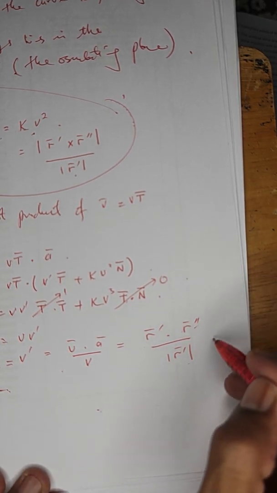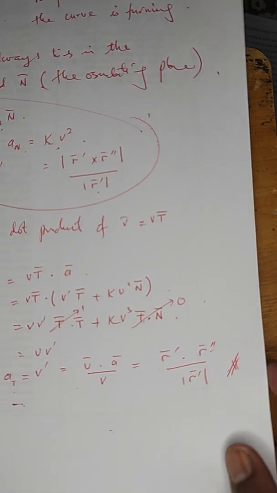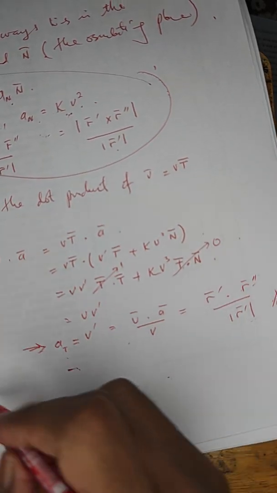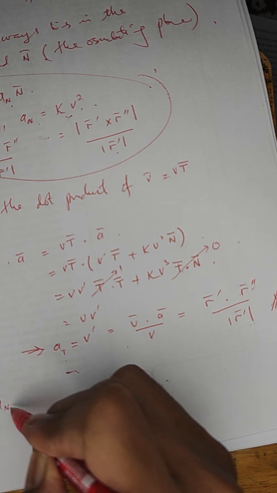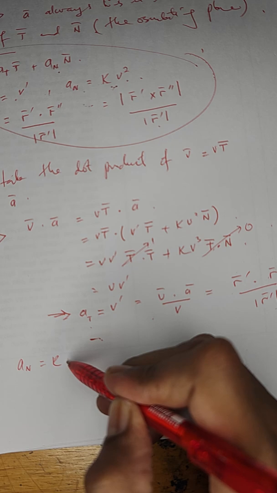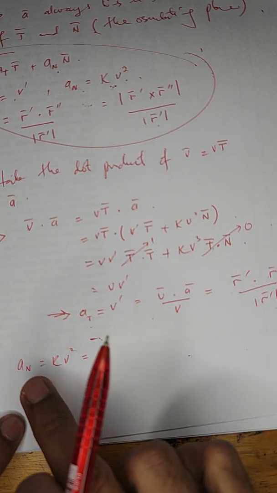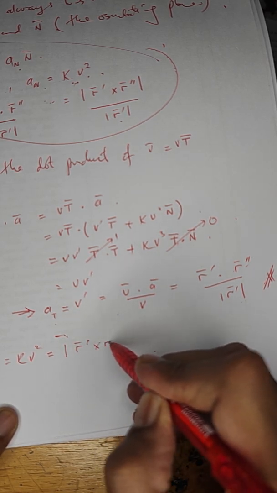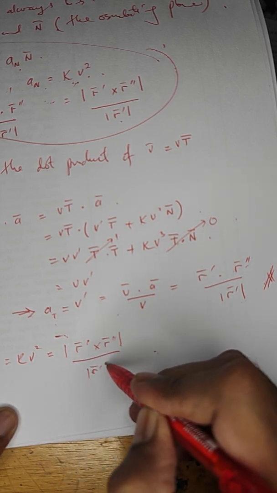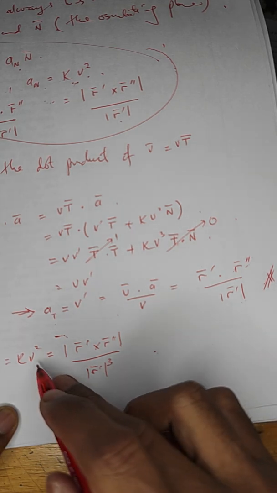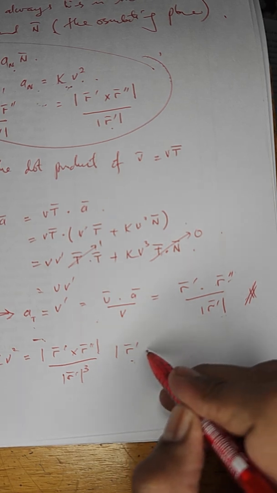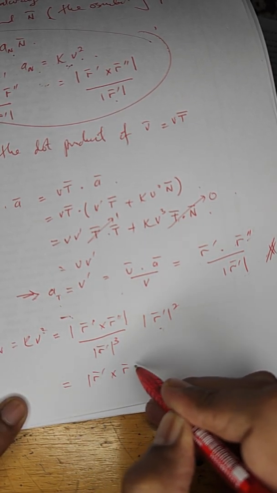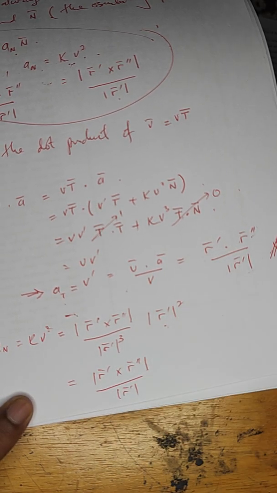And for the other one, AN, from the given AN here, AN is kappa V squared. So kappa, we have shown in the previous lecture, can be written as the magnitude of R prime cross R double prime over the magnitude of R prime cubed. You can just check the appropriate notes. Alright, and our V is given as the magnitude of R prime, because we have V squared here. So therefore, simplify this, that gives you R prime cross R double prime over the magnitude of R prime. That's it.